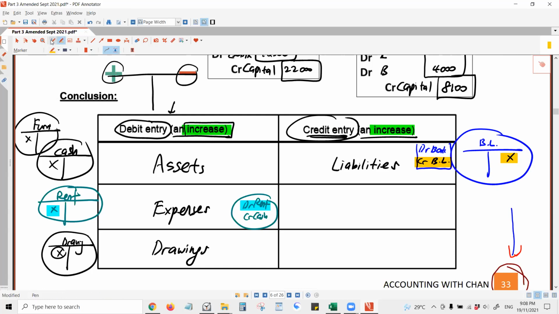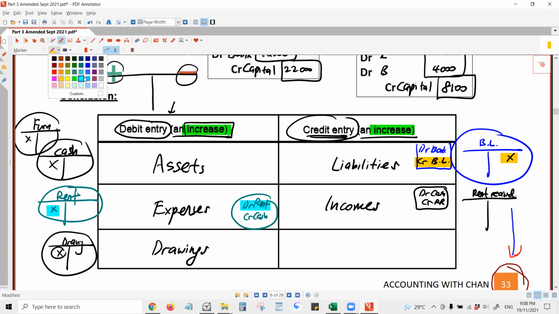Now next, you write incomes. For example, the rent received account. Rent received is an income. So let's say you receive rent in the form of cash. You will debit cash, credit rent received. You see, you go and credit the rent received account. As you receive more rent, you credit the rent received account. Therefore, credit means an increase for an income account.